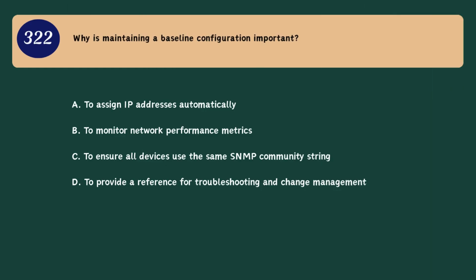Question 322. Why is maintaining a baseline configuration important? A. To assign IP addresses automatically. B. To monitor network performance metrics. C. To ensure all devices use the same SNMP community string. D. To provide a reference for troubleshooting and change management.